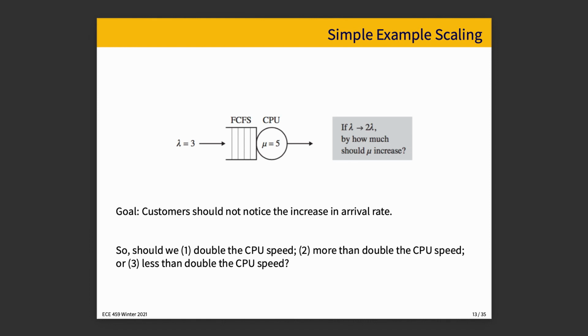But if the goal is just to make it so that users don't notice any problem, all we have to do is keep up with the arrival rate of 6 jobs per second. We don't have to go all the way to 10. And if that is so, then we don't need to double the CPU speed. We just need an increase, and it doesn't have to be quite that big.